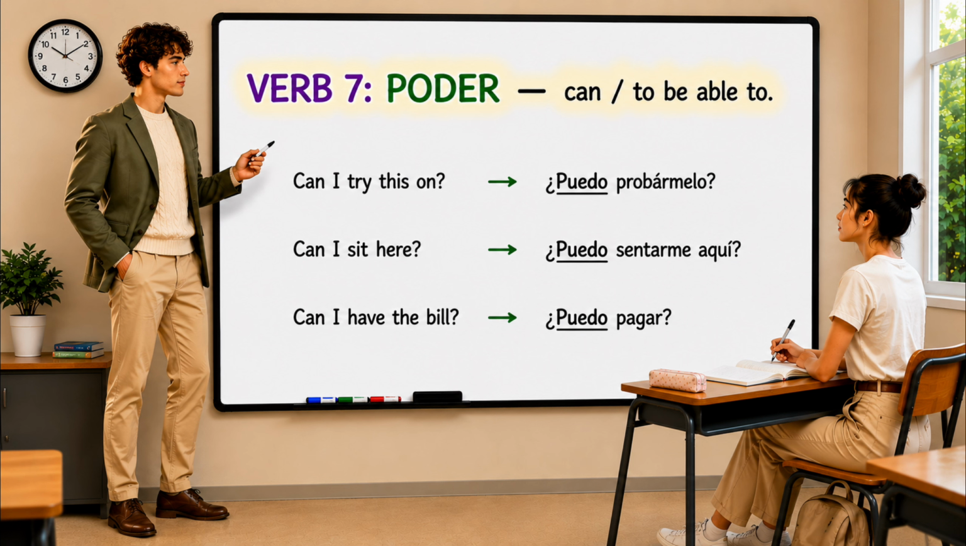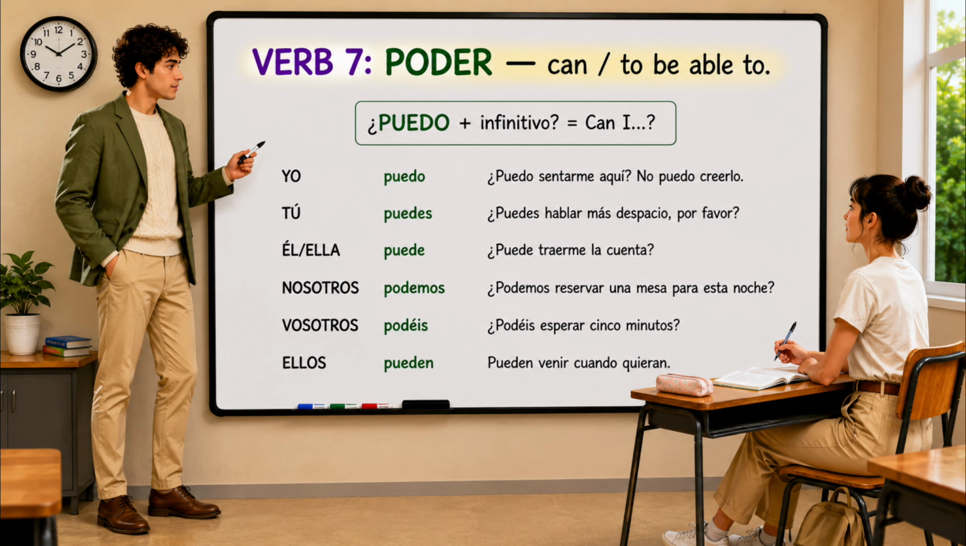Can I try this on? Can I sit here? Can I have the bill? ¿Puedo probármelo? ¿Puedo sentarme aquí? ¿Puedo pagar? These are examples. ¿Puedes hablar más despacio, por favor? Could you speak more slowly, please? Pueden venir cuando quieran. You can come whenever you like.